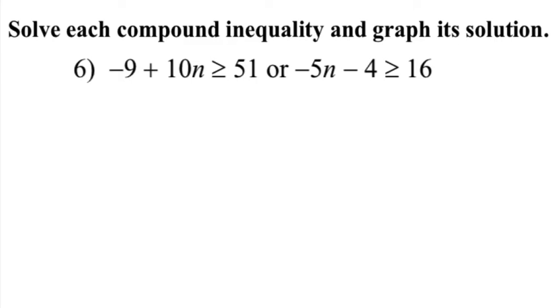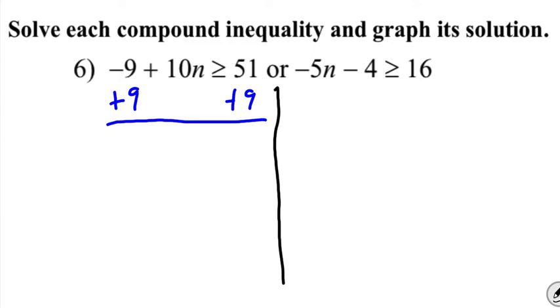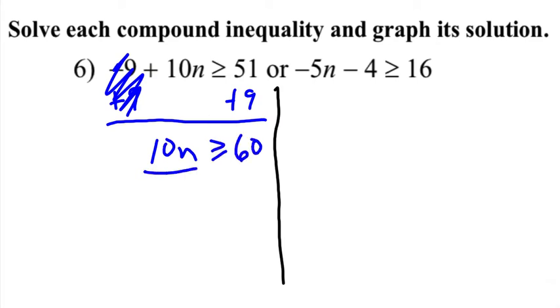So when you're doing this, we're going to move the number that does not have a variable. So add 9 to both sides. Okay? I'm going to put a little divider here to separate my 2 problems. So negative 9 plus 9 is 0. So I'm left with 10n is greater than or equal to 51 plus 9 is 60. And your last step is to divide by the number in front of your variable. So we're going to divide both sides by 10. And I'm left with n is greater than or equal to 6.